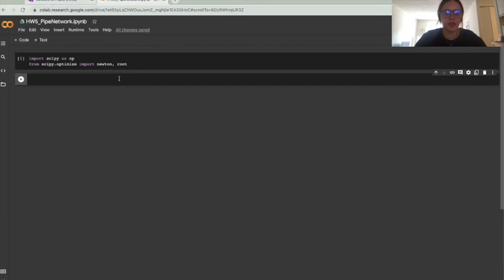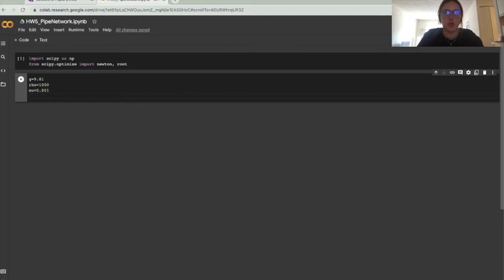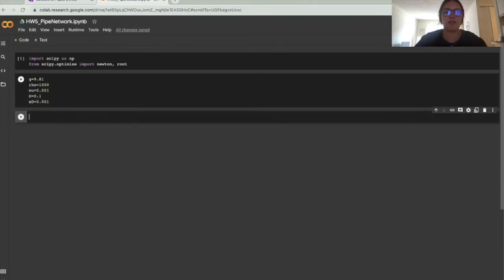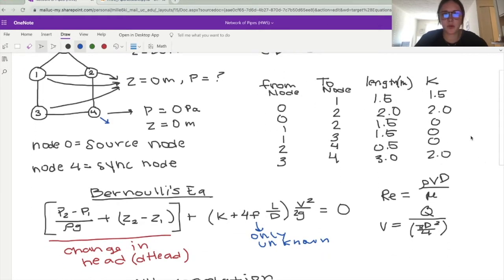We are going to put in some values that we know, one of them being gravity. That's going to come up in a lot of our equations. We know rho, the density of water, which is 1,000. We know mu, the viscosity of water, which is 0.001. We know the diameter, which is 0.1, and the relative roughness, which is 0.001. Now that we have that, we are going to go back, and this is an array that we will use later.